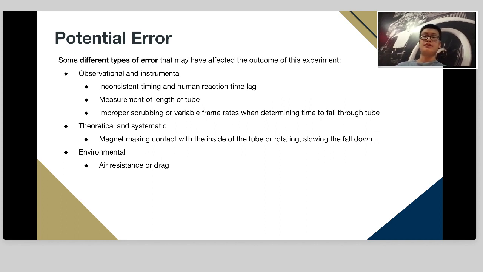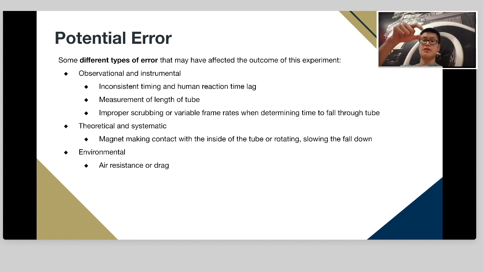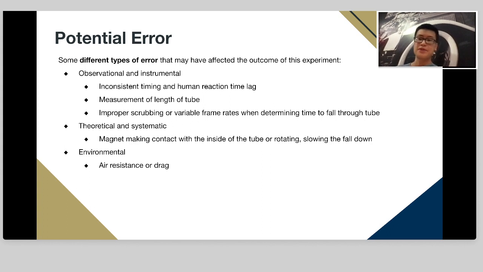There were different types of error that may have affected the outcome of this experiment, ranging from observational and instrumental to pure blunders, such as dropping the magnet through the tube improperly or not measuring the correct amount of time by using photos and a video editing tool to find the timestamps of when the magnet was entering the tube and when it was exiting the tube. There were also potential theoretical and systematic errors, which would result from the magnet making contact with the inside of the tube as it fell through. There were other environmental errors, potentially, such as air resistance and drag, which were not accounted for in the computational model.